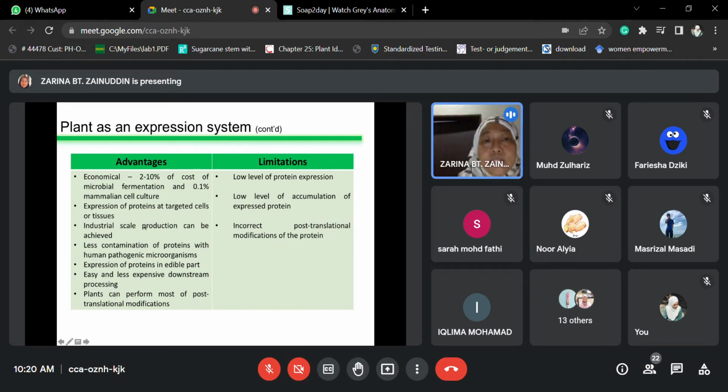Okay, and industrial scale production can be achieved if you use plant as expression system, because you can grow more of the transgenic plant. And also plant as expression system, there is less contamination of protein with human pathogenic microorganism.